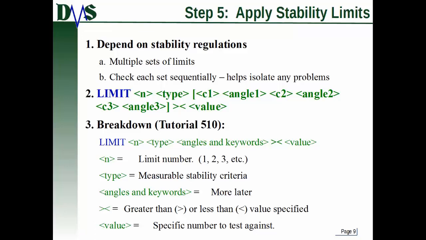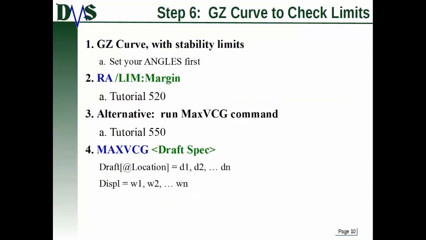So again, the GHS command for all of this is the limit command, and there's a very extensive tutorial on that, tutorial number 510, but it's essentially the limit command, and then you've got all the various limit specifications that you can apply. Right, so now you're on to step 6, where you're going to actually check those limits. So you can run the GZ curve using the RA command, and of course you want to check it against the stability limits at the same time, so you have to include the dash LIM option and possibly the margin. Tutorial number 520 provides information on that.